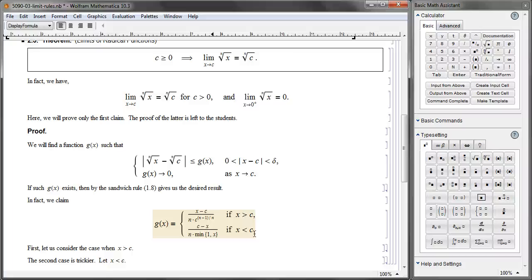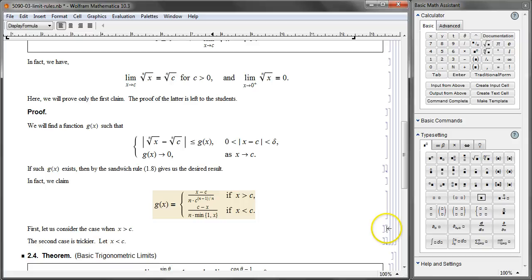So the key point is to prove this inequality for x equal to c, this case, and x is less than c, that case. Okay. All right, and let's establish that for x greater than c, when x is greater than c.